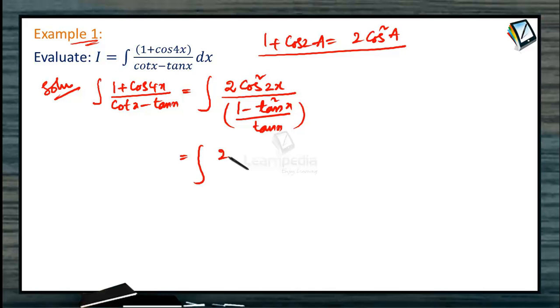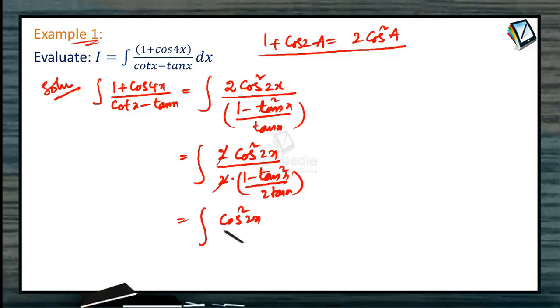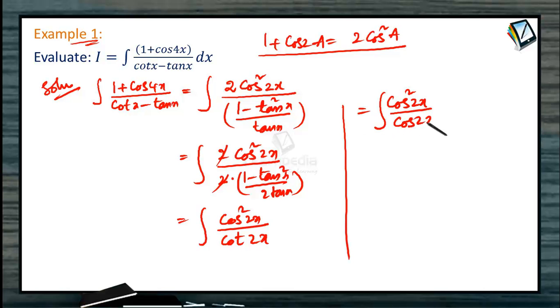Finally, integral of this is 2 cos square 2x by, if I multiply and divide by 2, therefore 2 into this is 1 minus tan square x by 2 tan x. This 2 gets cancelled. Integral of this is cos square 2x by cot of 2x, because 1 minus tan square x by 2 tan x you can write as the reciprocal of 2 tan x by 1 minus tan square x, which is 1 by tan 2x, that is cot 2x. So cos by sin, that is cos square 2x by cot 2x, as cot of 2x by sin, sin of 2x comes to the numerator, this is dx. Here x is the variable of integration.